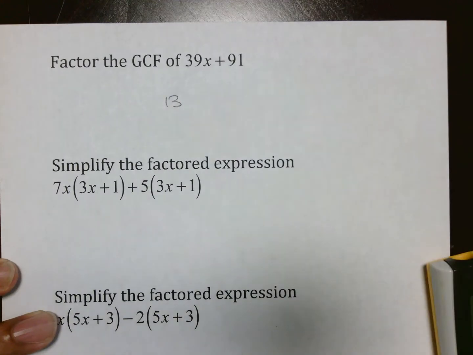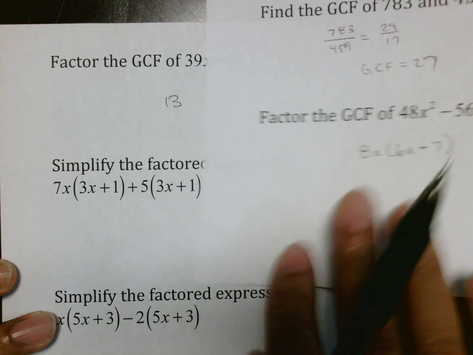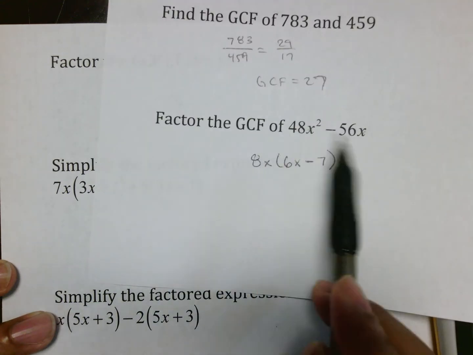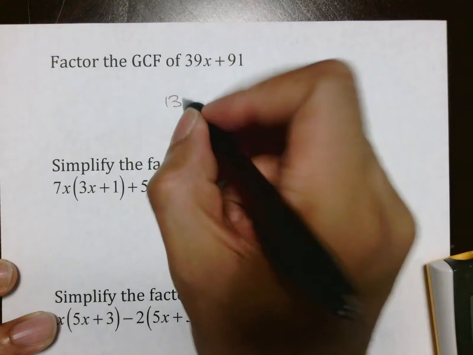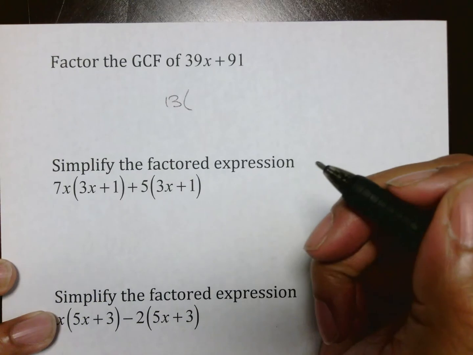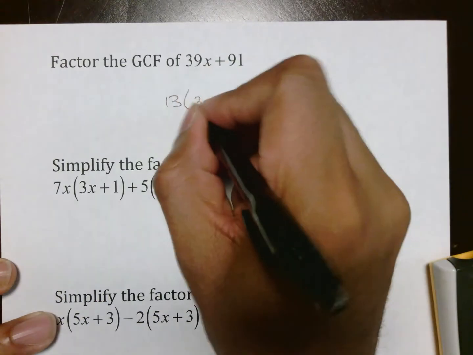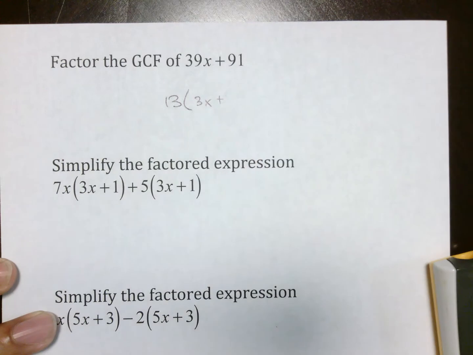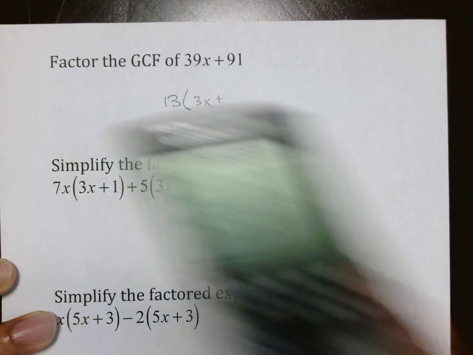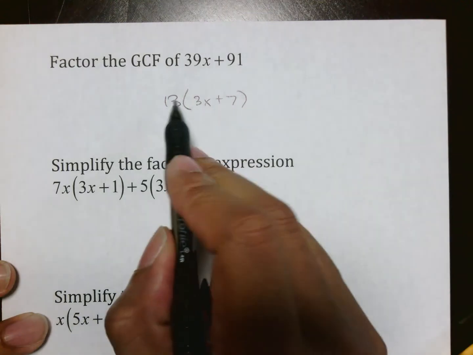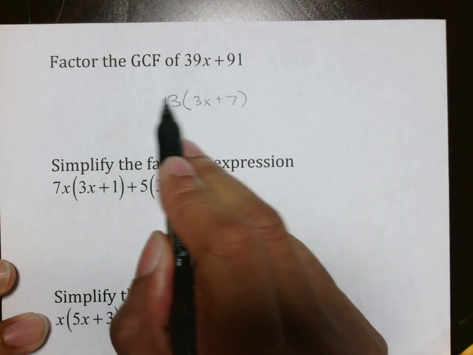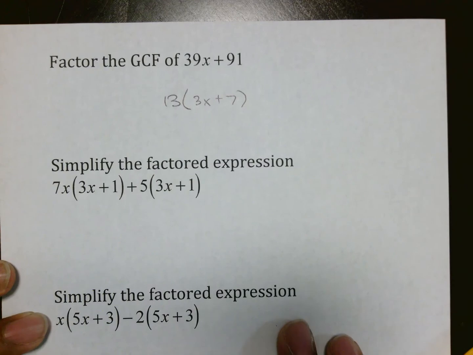Here's where you have to be careful on this one and the one from before. If both of these have an x, you can take off an x. But notice, both of these terms do not have an x. 91 doesn't have it, so that's all I can take off from both. I then get 3x plus, I believe your fraction even tells you that it's going to be 7, which is what you have. And again, if you were to distribute that, 13 times 3, 39, 13 times 7, 91.